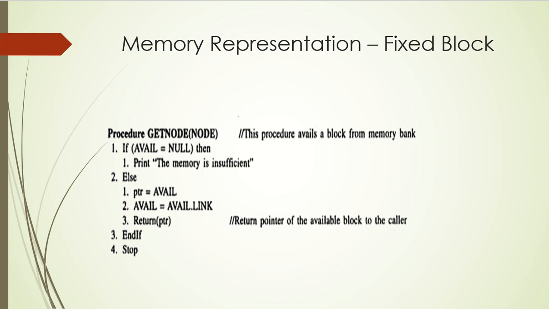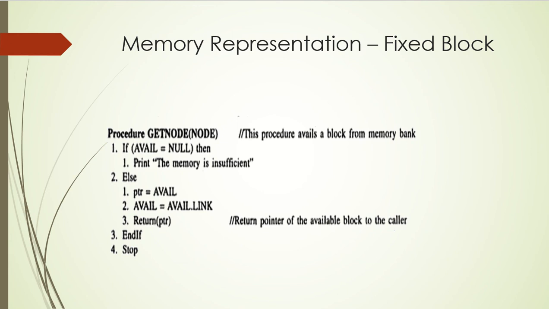What you're going to do is allocate the first node of that particular list. You set a pointer called PTR that will be pointing to avail, where avail is pointing to the first available memory location. Avail is a header and it is a pointer which is pointing to the first node of the linked list, the memory bank. Memory bank is implemented as a linked list.